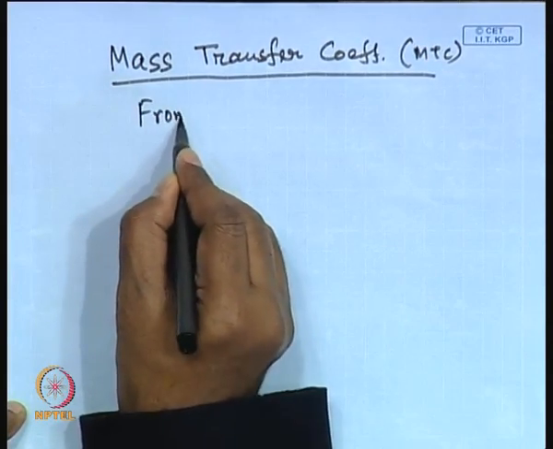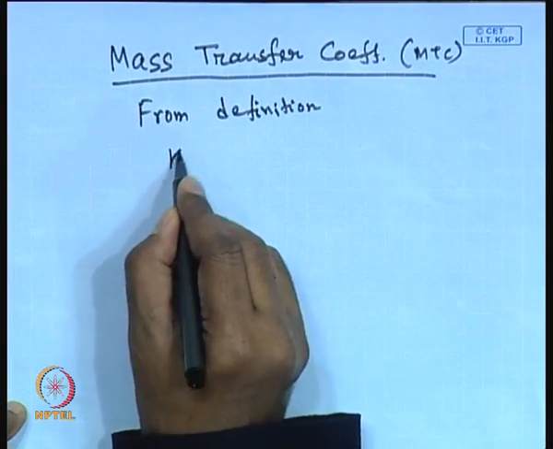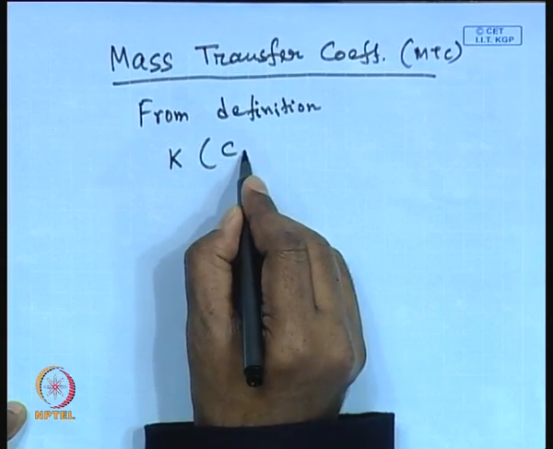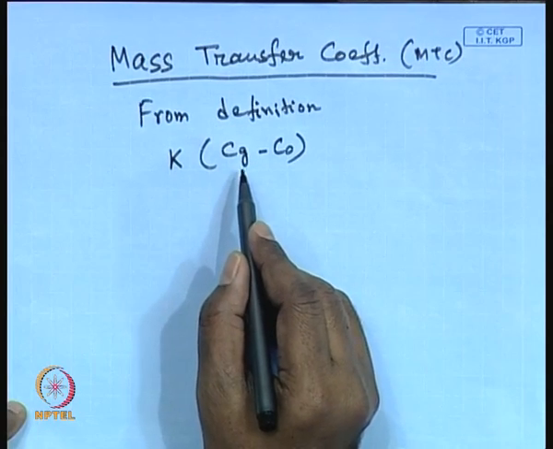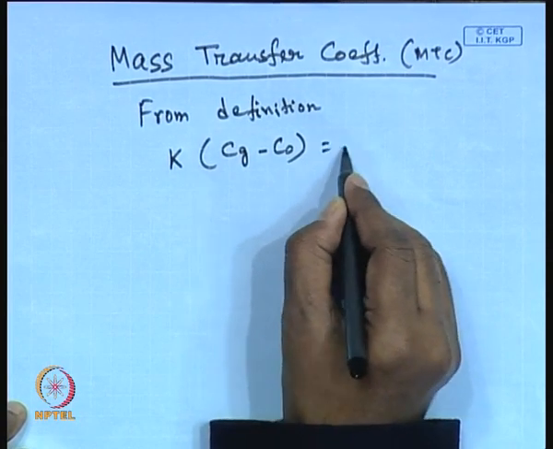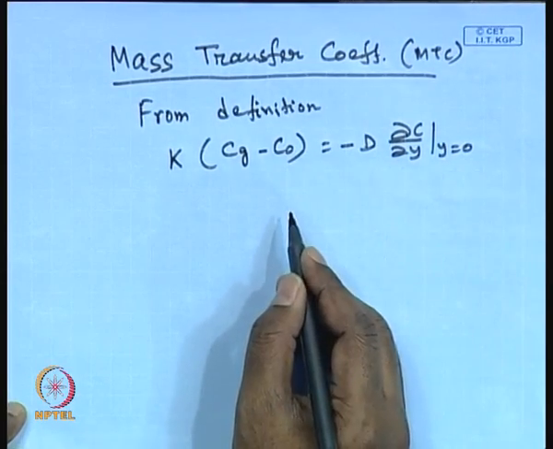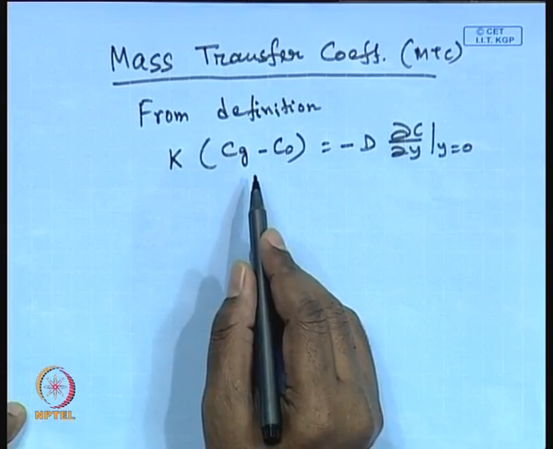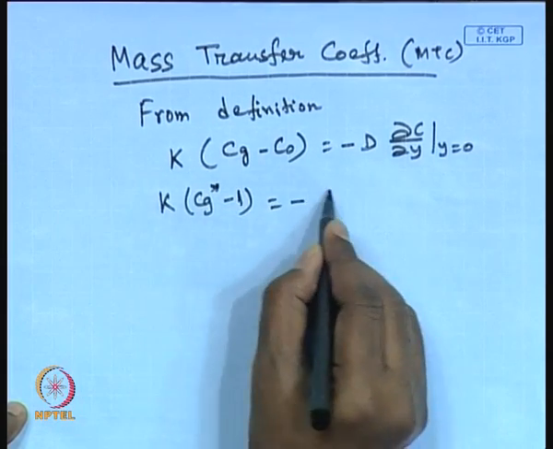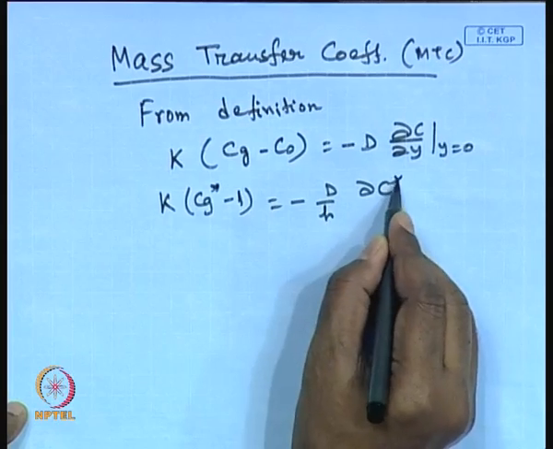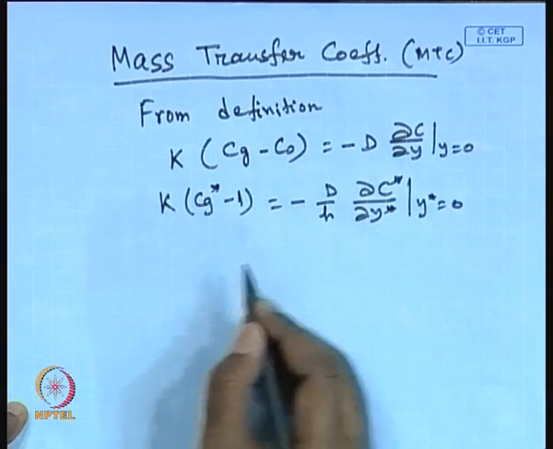From the definition, we start the expression of mass transfer coefficient: K times (Cg minus C naught). If you remember, it was Cm minus C naught in the earlier case. Now, in this case, it will be Cg minus C naught equals minus D del C del y at y equal to 0. So, you can make it non-dimensional. You divide both sides by C naught. So, this becomes K times (Cg star minus 1) equals minus D by h del C star del y star at y star equal to 0, right.